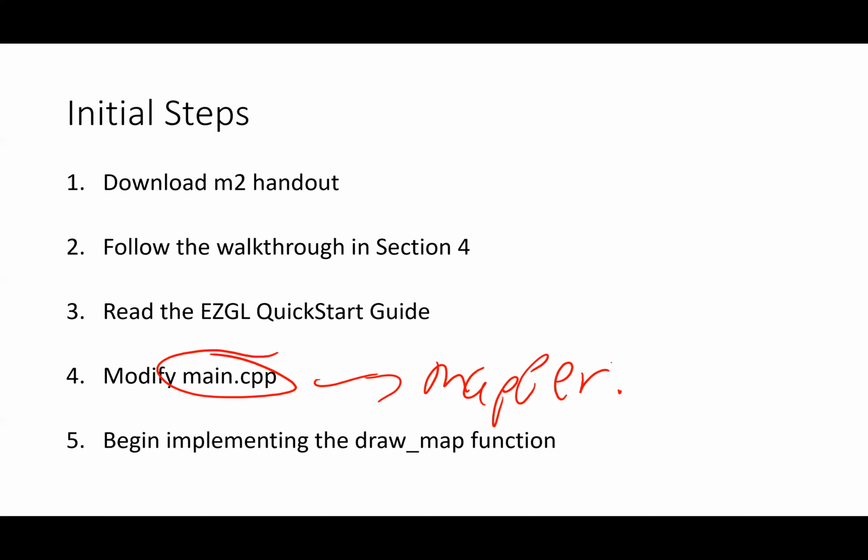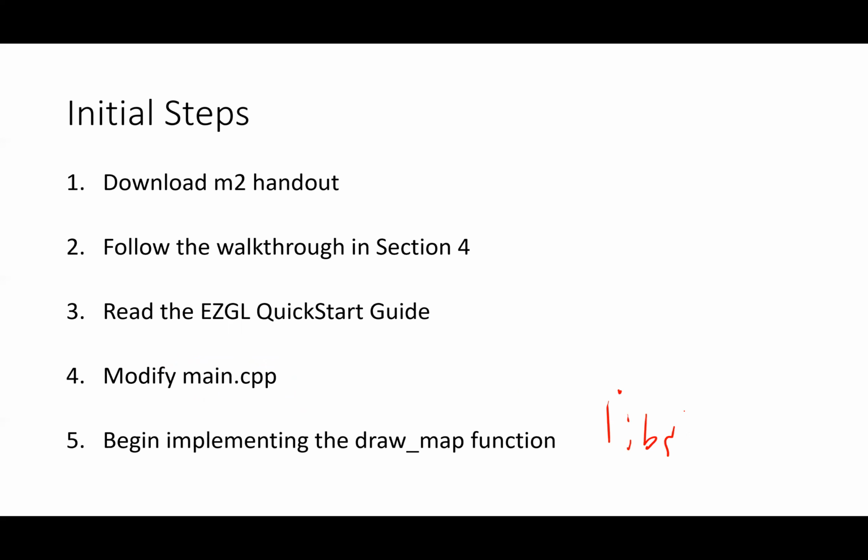The main thing that you're going to write is a function called drawMap and a whole bunch of other related functions. Those you're going to write in libstreetmap. You can write them in any file names you want, but in libstreetmap/source, just like you did for milestone 1.